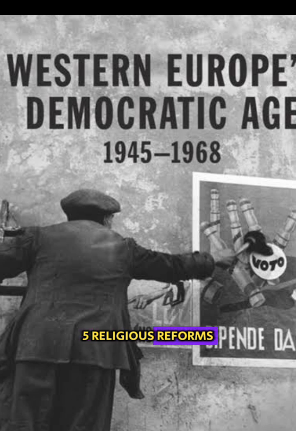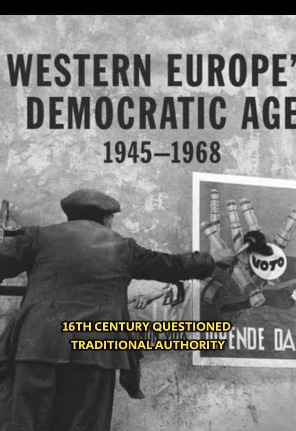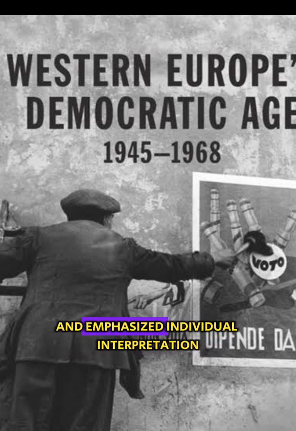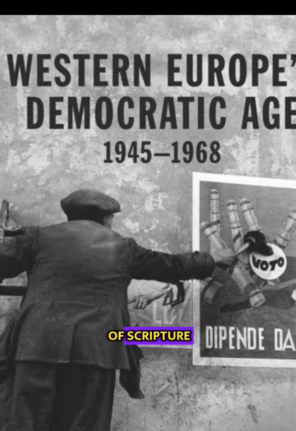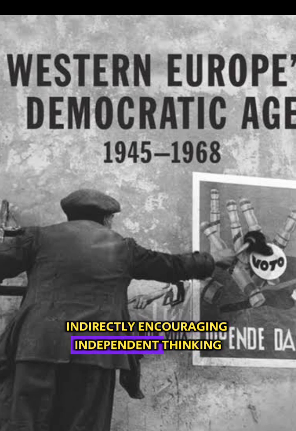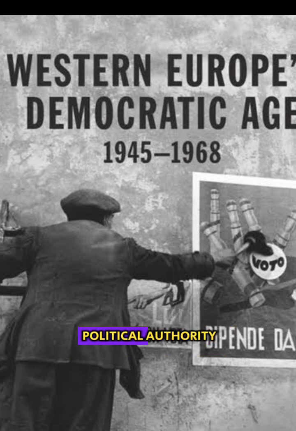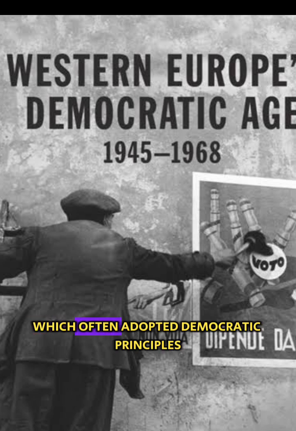5. Religious reforms. The Protestant Reformation, 16th century, questioned traditional authority and emphasized individual interpretation of Scripture, indirectly encouraging independent thinking and the questioning of political authority. 6. Wars and conflicts. Napoleonic Wars spread ideas of nationalism and self-determination. World War I and II caused the collapse of empires and the rise of nation-states, which often adopted democratic principles.